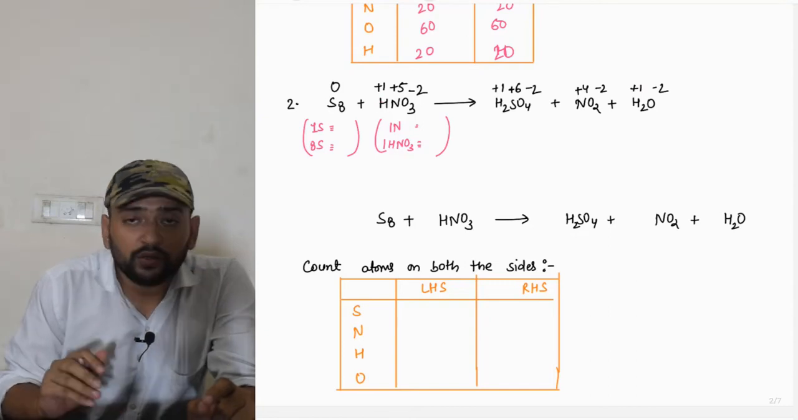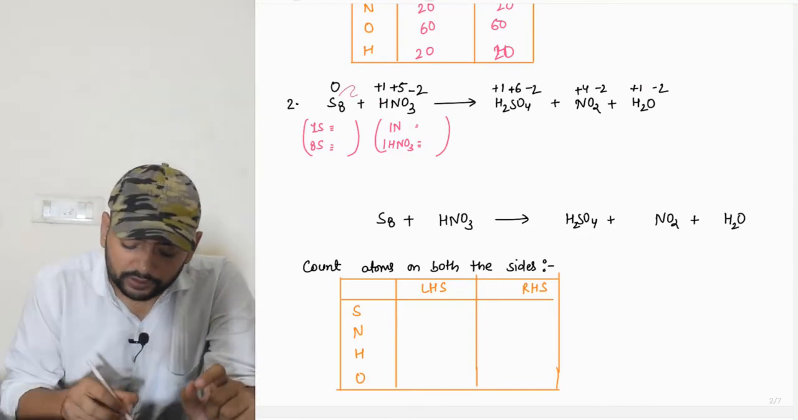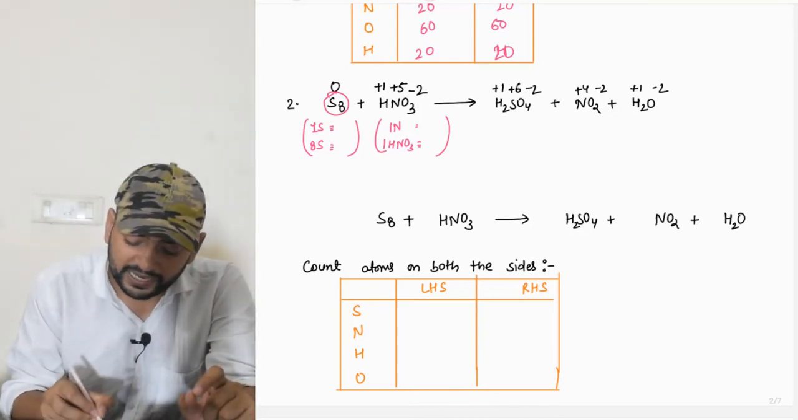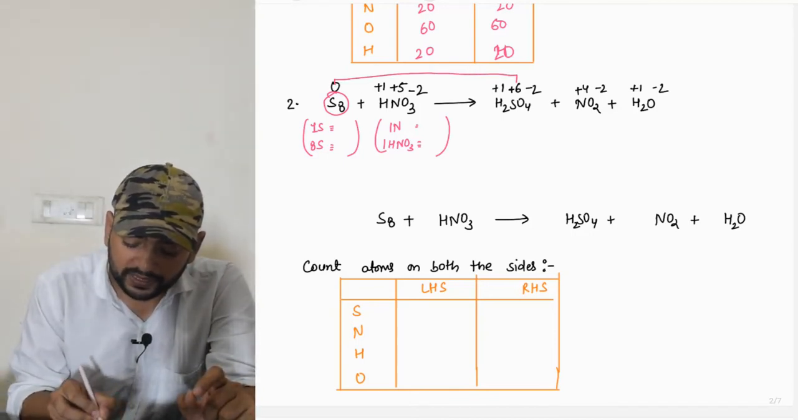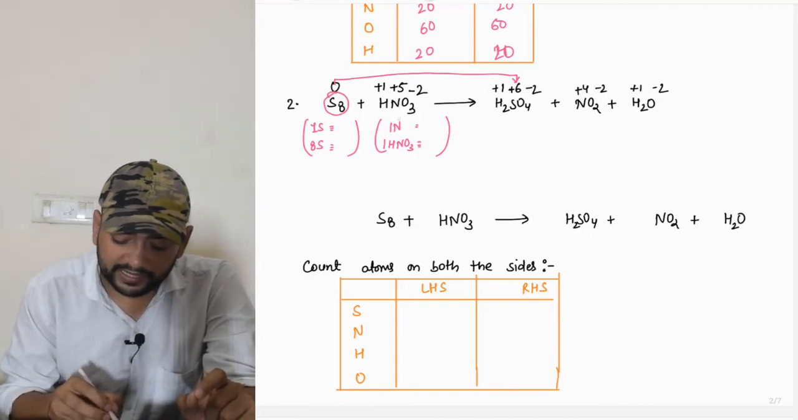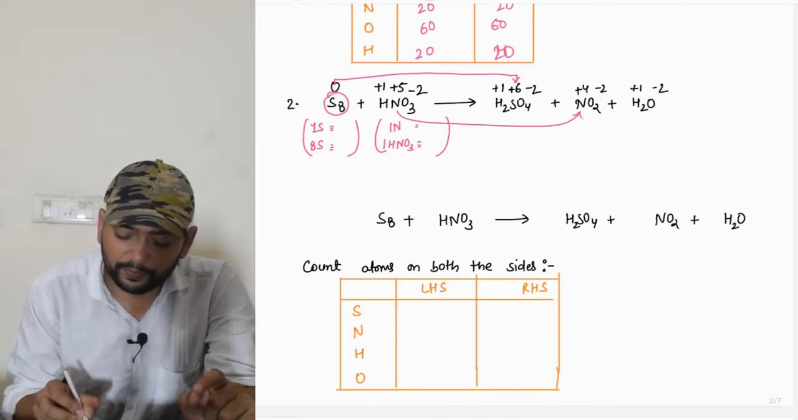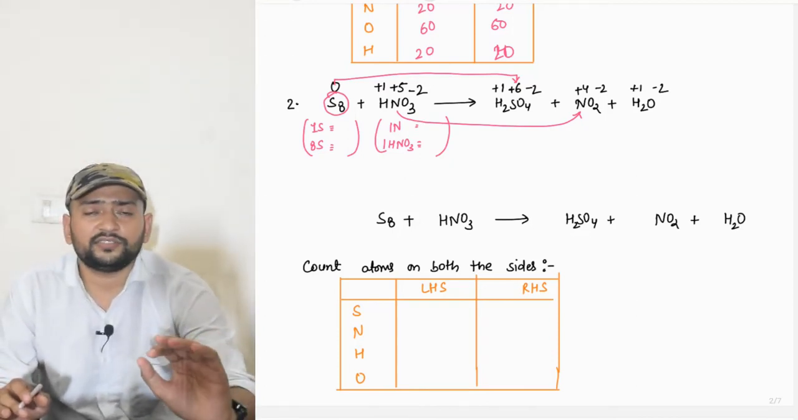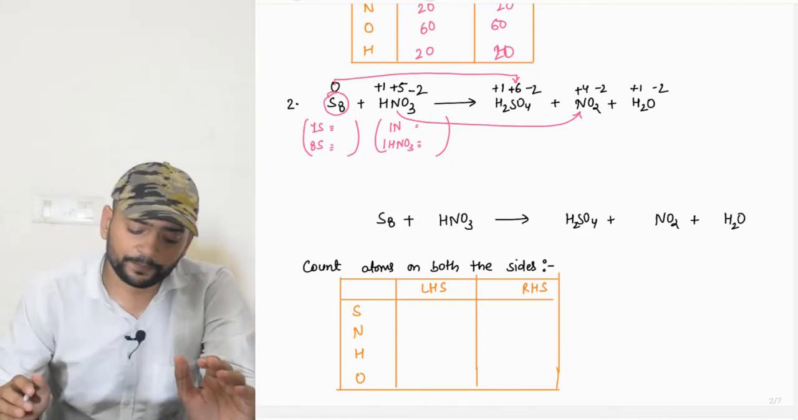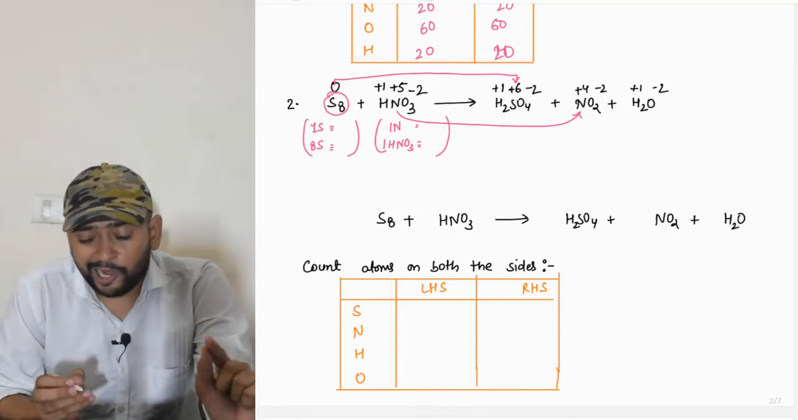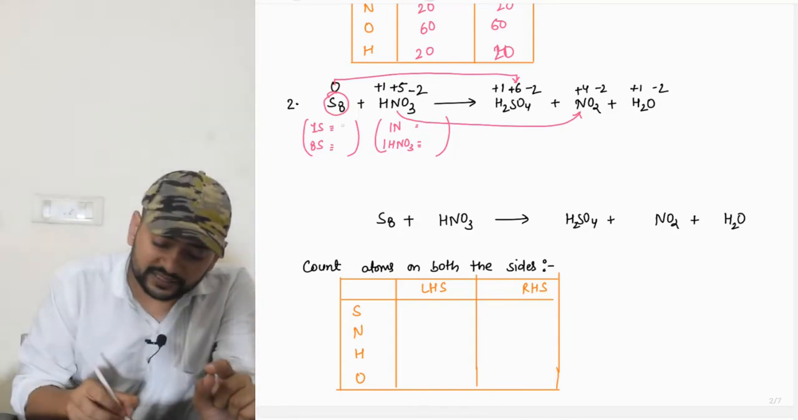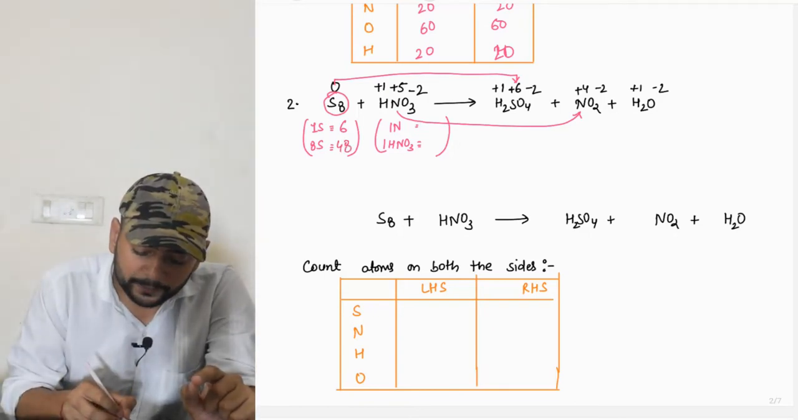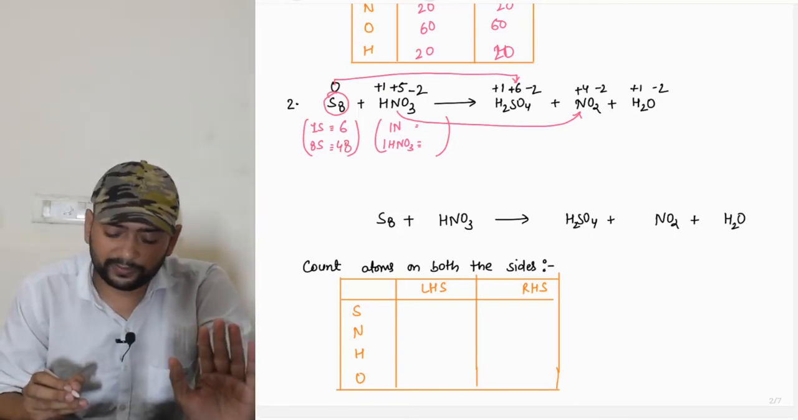So what are the key elements over here? Sulfur, because the oxidation state of sulfur is changing from S8, from 0 to plus 6, and for nitrogen it is changing from plus 5 to plus 4, and in the rest of the atoms, what you can observe is there is no change in the oxidation number. So for 1 sulfur how many electrons are getting exchanged? 6. For 8 sulfur how many electrons will be exchanged? 48. 6 into 8. I hope this is clear to you.